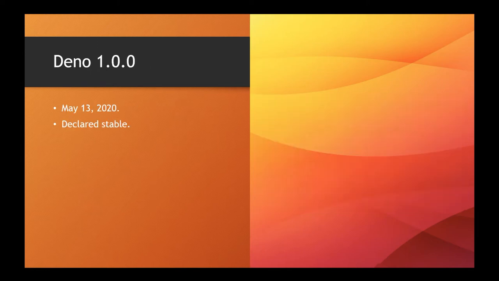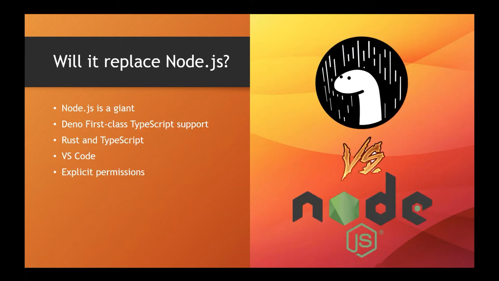Finally, Deno reached version 1.0. 1.0 was released on May 13, 2020, the first release of Deno officially declared stable. Now the main question: will it replace Node? No. Node is a giant, well-established, incredibly well-supported technology that is going to stay for decades.